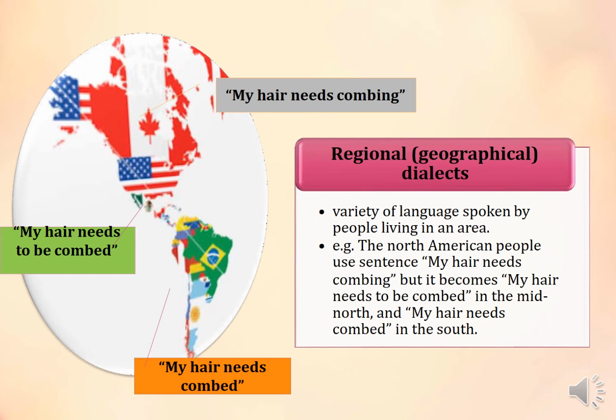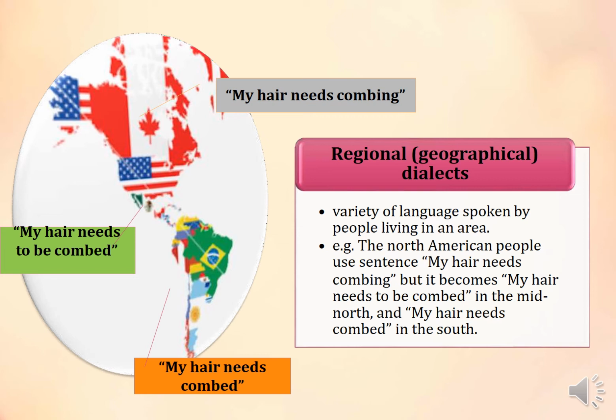Just like, see, English, as we know very well, has different varieties. "My hair needs combing" is one regional or geographical dialect. Say, "my hair needs to be combed" and "my hair needs combed" - these are different standards of a language. A variety of a language spoken by people living in an area is considered a regional dialect. We have different geographical dialects of a language.